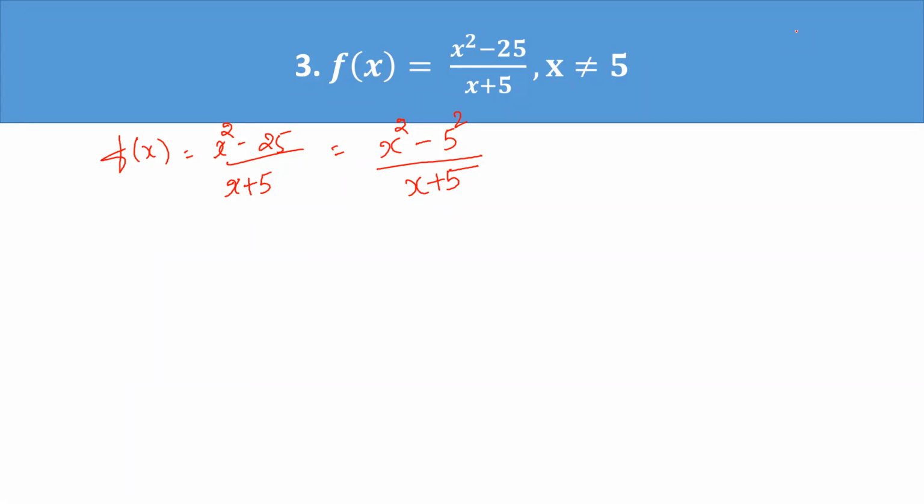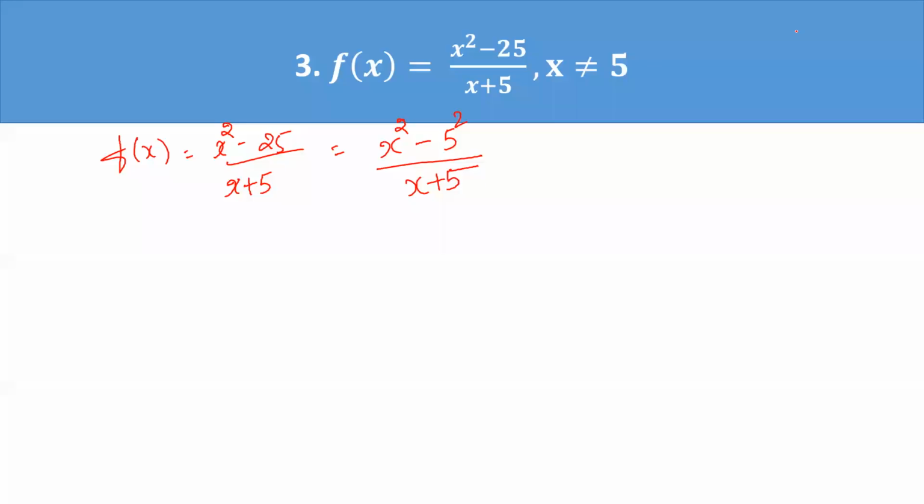Do you remember any identity which you had studied in your high school? X square minus 5 square. What is that identity? Which formula? Yes, a square minus b square. Good, Nur Fatima. So what is a square minus b square? It is a plus b into a minus b. Good, Simran. Good, Dikshita.